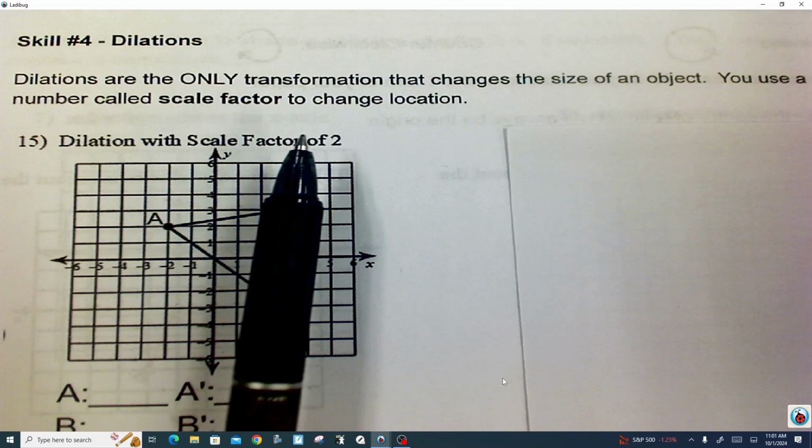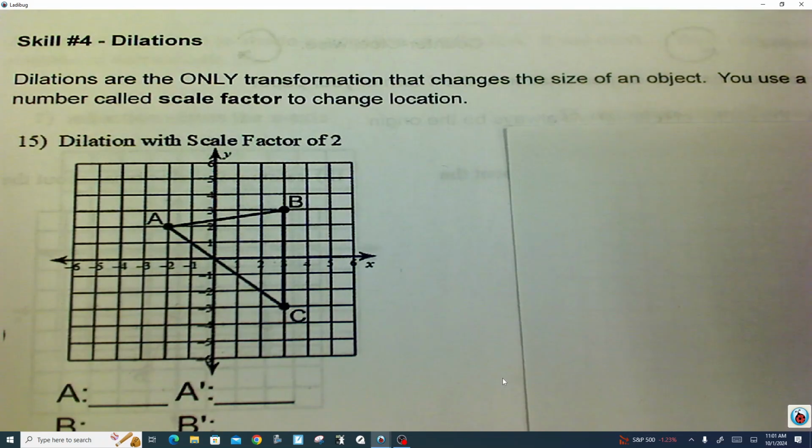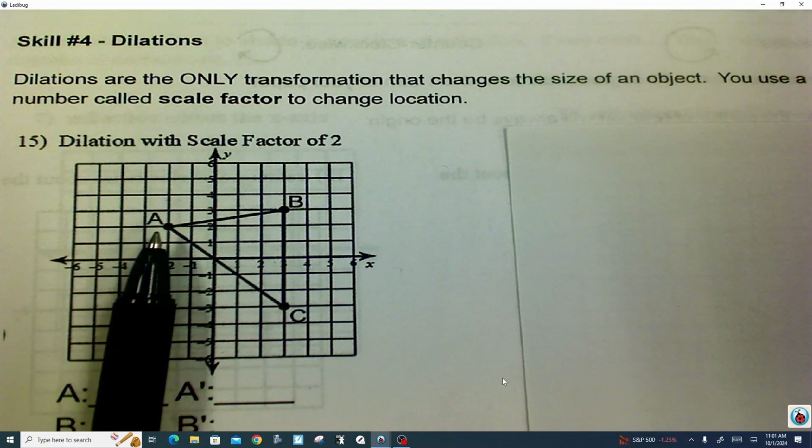If my scale factor was less than 1 and we had a fraction, like 1/2, then this triangle would shrink and it would be about half the size. Actually, it would be exactly half the size that it was previously. So that scale factor gives us a lot of information. What we need to do to work out this problem, though, is get the ordered pairs for the corners of whatever shape that we're dilating.